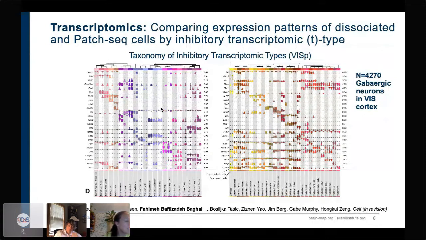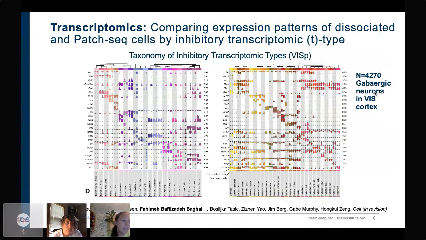So for our first study using the patch-seq method, which is in revision at Cell, we focused on GABAergic cortical neurons, in part because they have a high diversity and they have morphologies that are particularly well preserved in the slice compared to excitatory neurons, which often lose their long range projections in a slice.